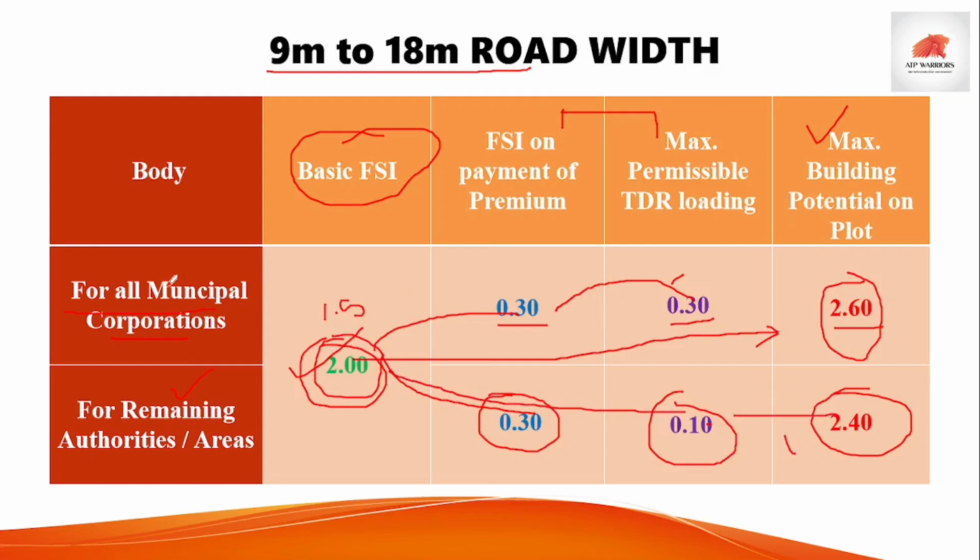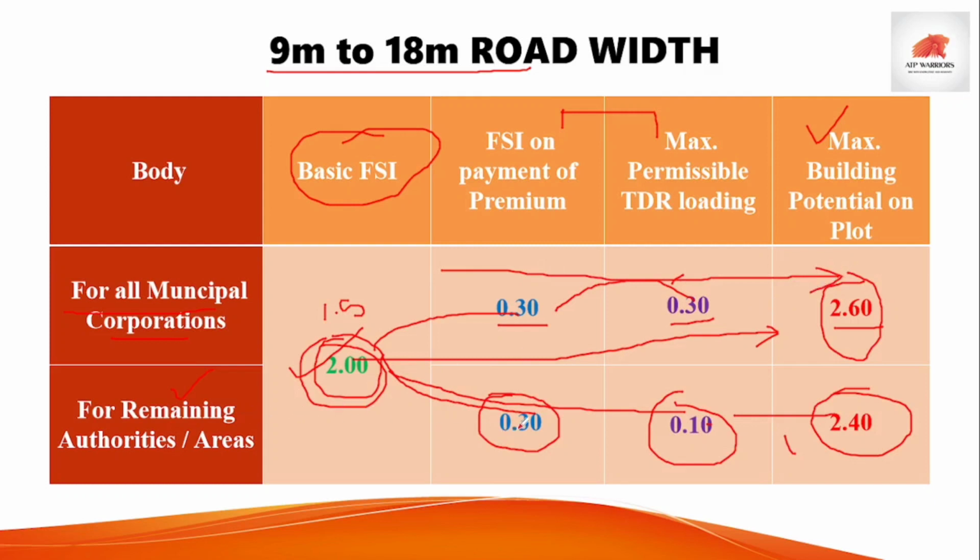I repeat again, for a municipal corporation and non-municipal corporation or other authorities, the basic FSI for road width 9 meter to 18 meter is 2, and the payment premium FSI for the municipal corporation is 0.30, and TDR for municipal corporation is 0.30, and the maximum building potential, that's why, is 2.60.